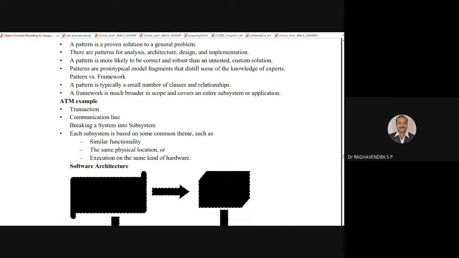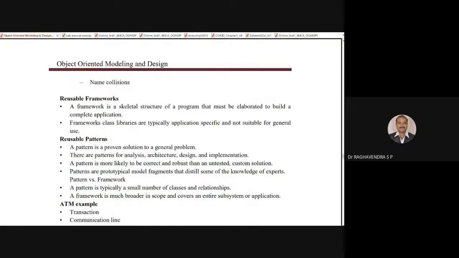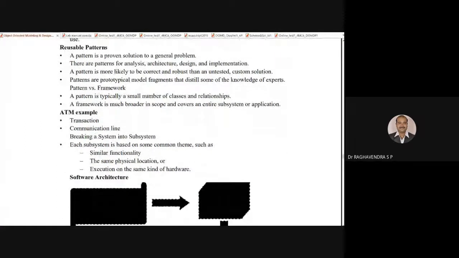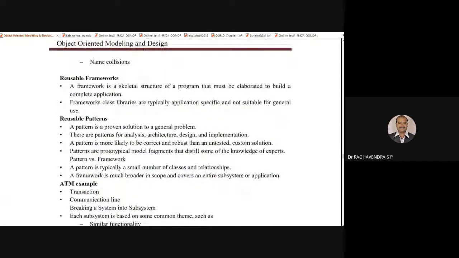Next, let us take the ATM example. What all comes in it? Transactions, communication lines, and breaking the system into subsystems. So I will handle the ATM example in the next class, tomorrow's class.